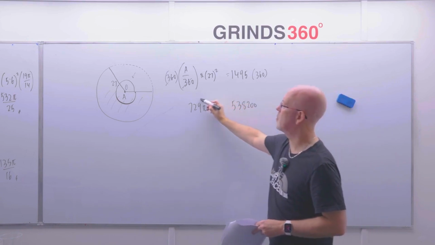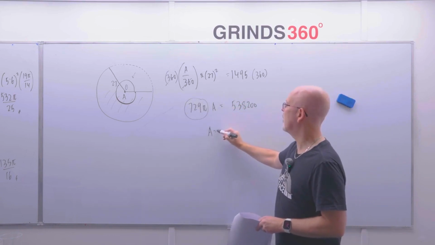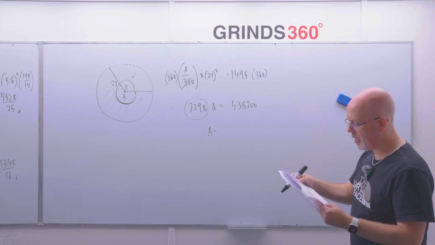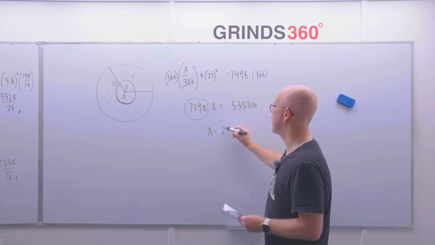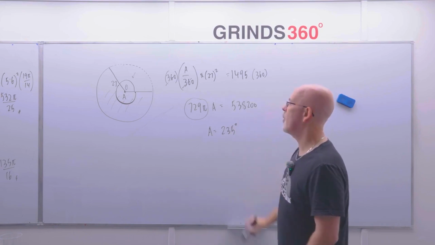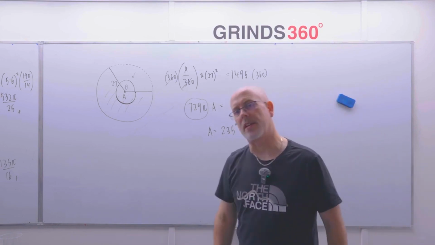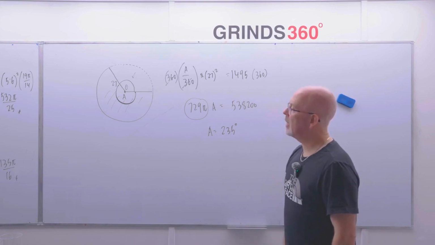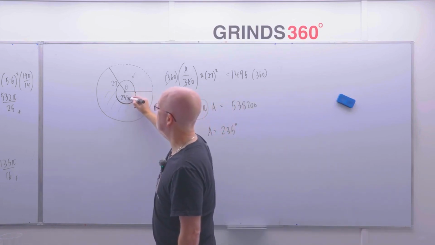And then divide across by 729 pi. So A, if you divide by 729 pi, you get 234.999. So that's 235 degrees. Okay, so A there is 235 degrees. Now, don't be that guy who gives that as your answer, because you're not fully there. Remember, that means this angle here is 235.